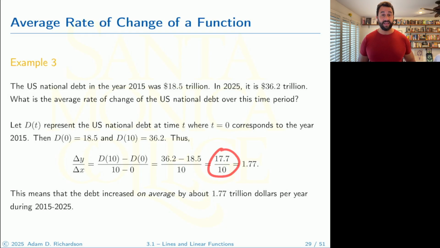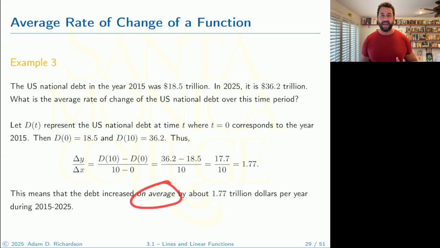And again, appeal to that fundamental intuition. This is 1/10 of 17.7, right? So really, we're just moving the decimal point one spot to the left, and we get 1.77. So what that means is the national debt increased on average by about $1.77 trillion per year during 2015 to 2025. That's the idea.